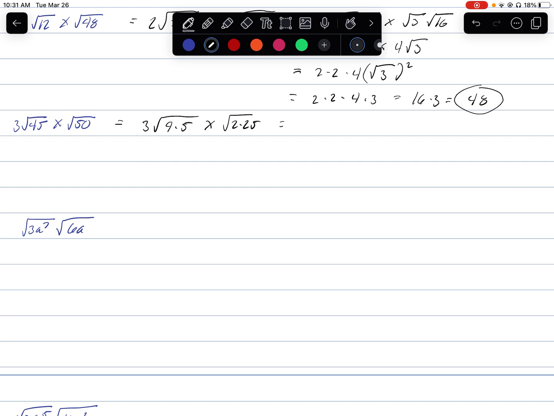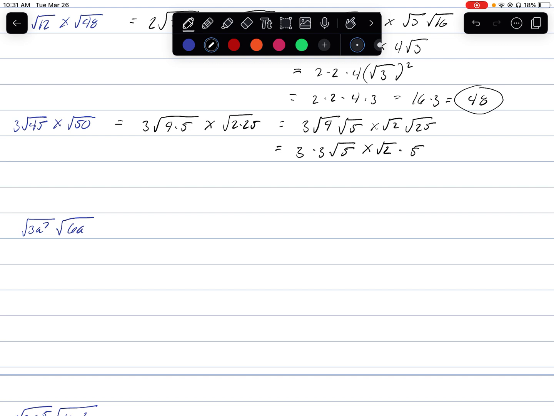Okay, so if we split everything up here, we have 3 times the square root of 9 times the square root of 5 times the square root of 2 times the square root of 25. Okay, so if we reduce the ones we can reduce, we have 3 times the square root of 9, which is 3, times the square root of 5, times the square root of 2, times the square root of 25, which is 5.